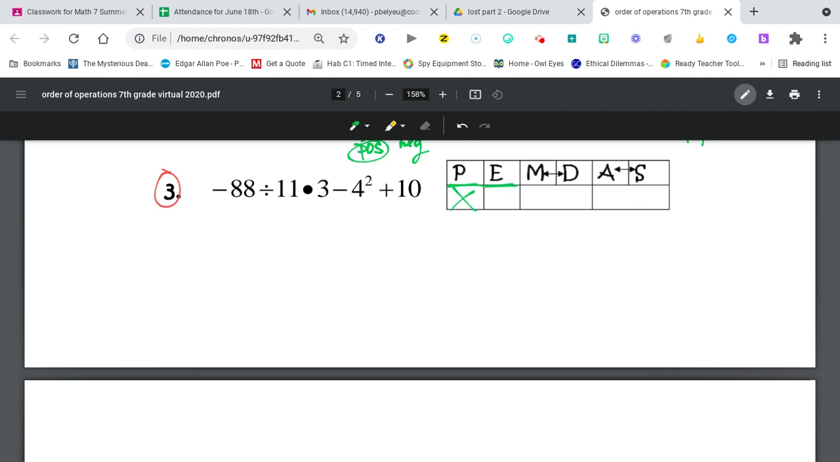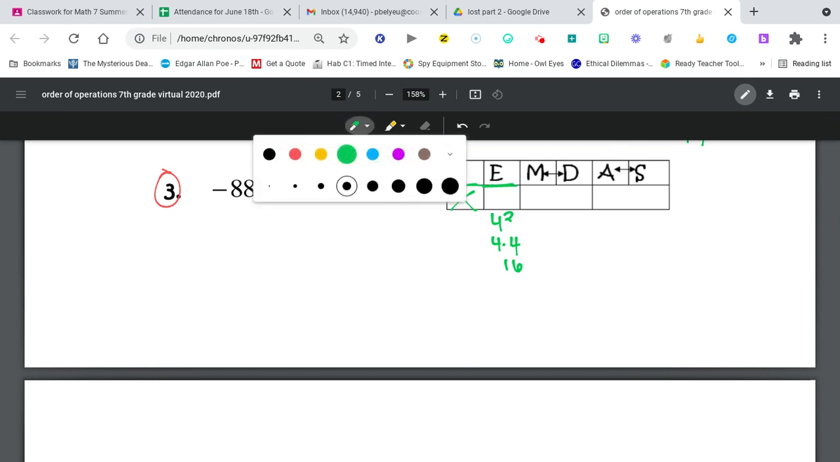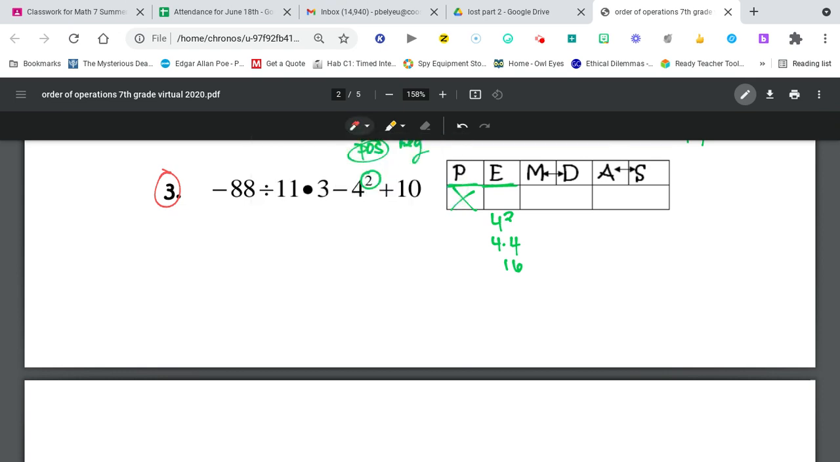Now you're going to check to see if you see exponents. Well, I see an exponent right here. Again, it's 4 to the second power. So that's 4 times 4, which is 16. So this whole thing right here changes to 16. And the rest of this stuff just simply comes down. You just bring it down. But when you get to this part, you put 16.